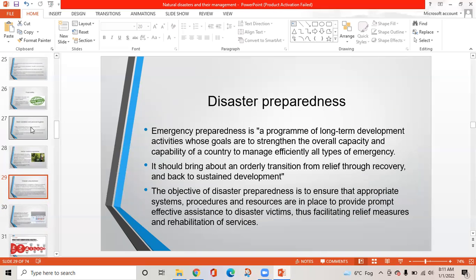Disaster preparedness. Emergency preparedness is a program of long-term development activities whose goals are to strengthen the overall capacity and capability of a country to manage efficiently all types of emergencies. It should bring about an orderly transition from relief to recovery and back to sustained development. The objective of disaster preparedness is to ensure that the appropriate systems, procedures, and resources are in place to provide prompt, effective assistance to disaster victims, thus facilitating relief measures and rehabilitation of services.